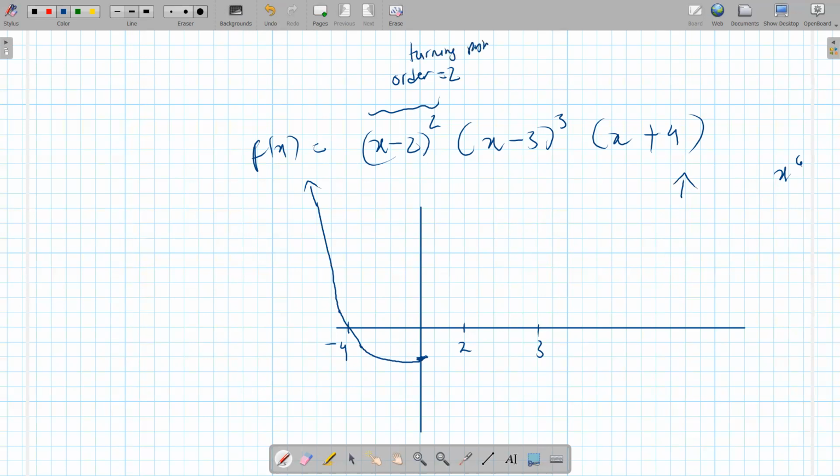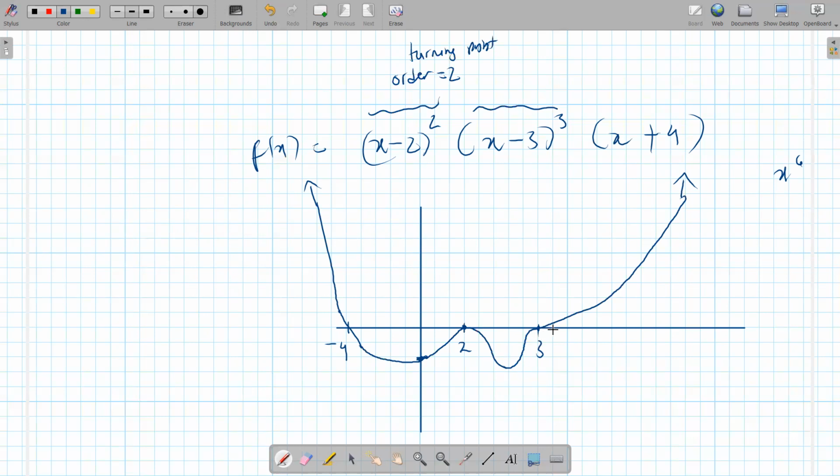So at this point, it's going to turn, like it's going to be a negative parabola like that. And this one, the order of this factor is 3. So order of factor 3 means it's going to act as a cubic function there, it's a point of inflection. So something like that. And that's all there is to it.